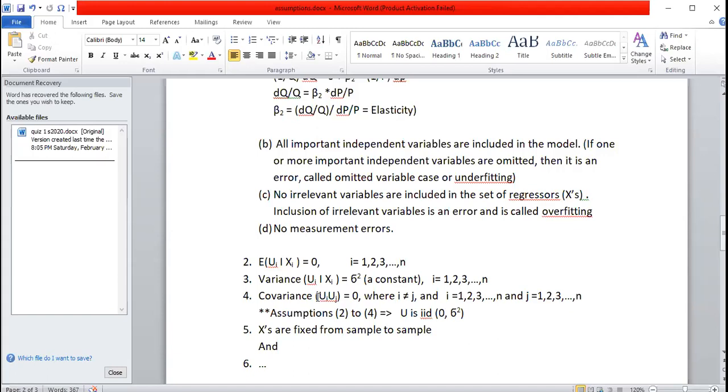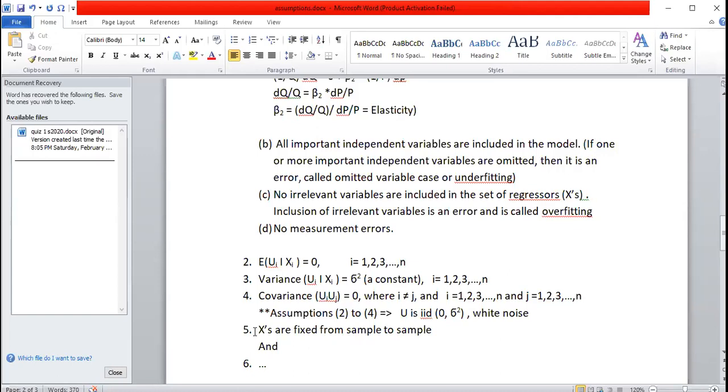U is an IID, independently identically distributed, also called white noise. Also called what? White noise. Meaning harmless. The U is just a noise. White noise means it is just creating some noise, but which is harmless. So U is identically, independently distributed, with 0 mean and variance sigma square.